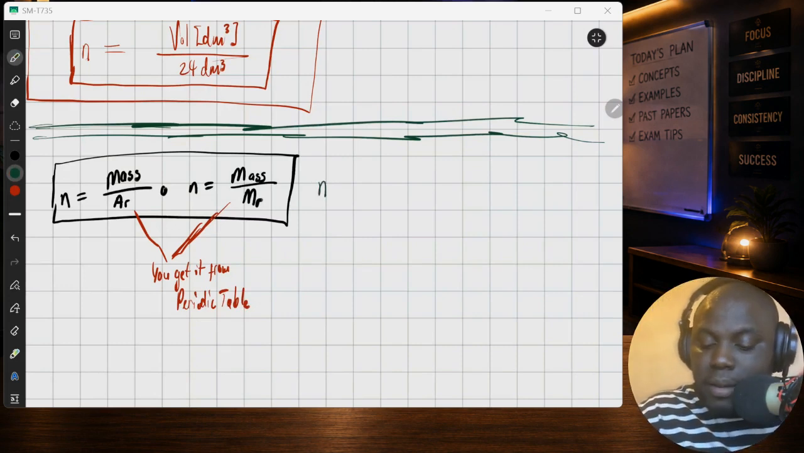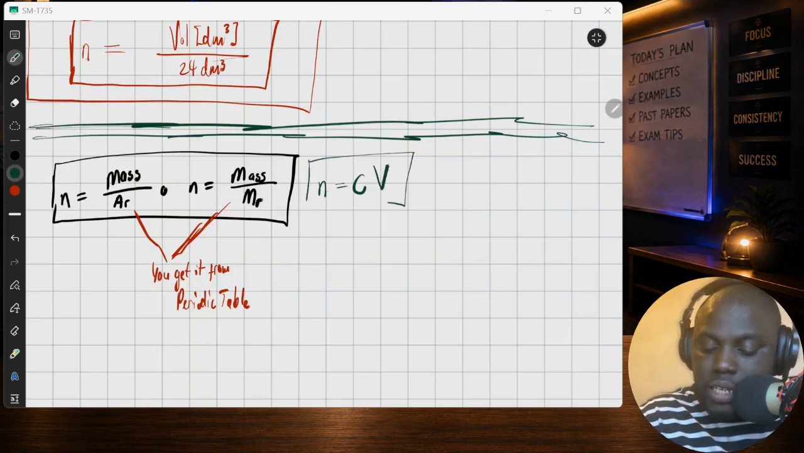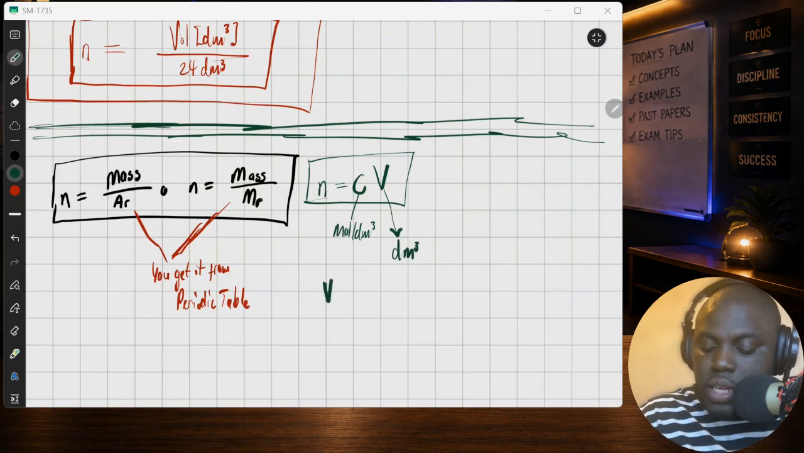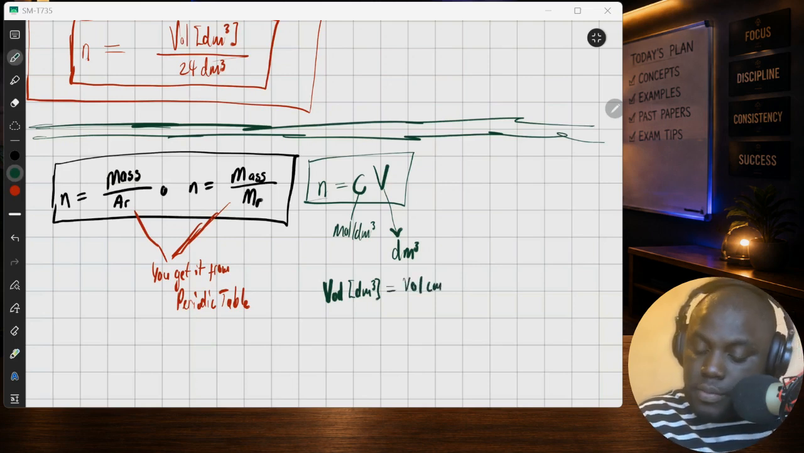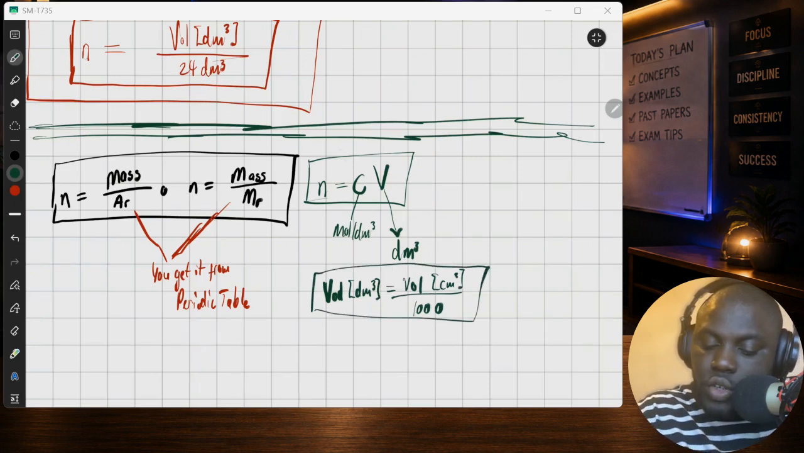Then the other one is number of moles is concentration times volume. Where this one is hard is that concentration is always in moles per dm cubed, but volume is never in dm cubed. Volume should be in dm cubed, but you'll be given it in cm cubed. What you must know is that volume in dm cubed, the one that you want, is equal to volume in cm cubed divided by 1,000. Then you have your volume in dm cubed, and you can use it in formula number 2.